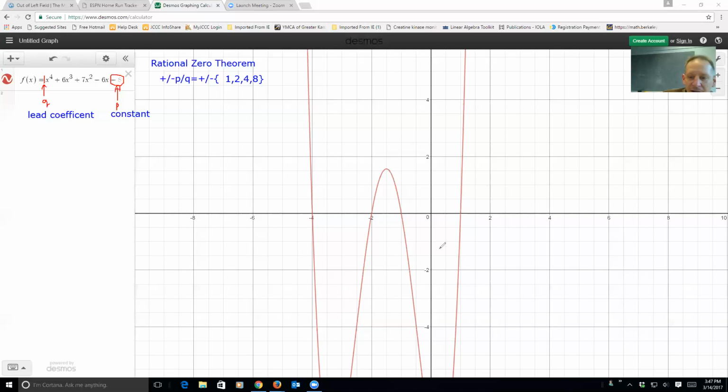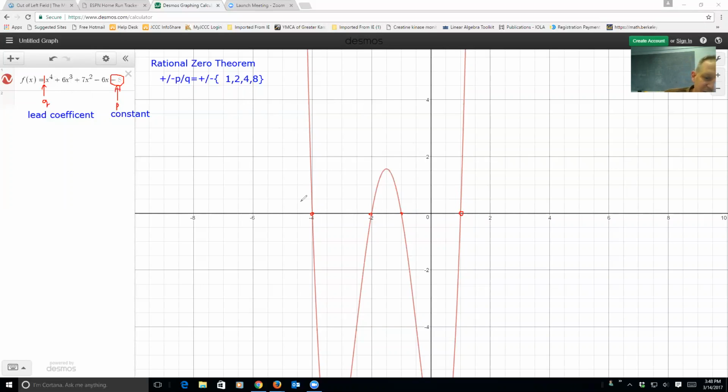I see a zero probably at 1, one at -1, one at -2, and one at -4. Actually, all of these are on the list, so I'm thinking those would be your zeros. However, all we really need to do is find 2 of them, because if we find 2, we can divide them in and get a quadratic, which we can solve. I'm going to show you that process here.